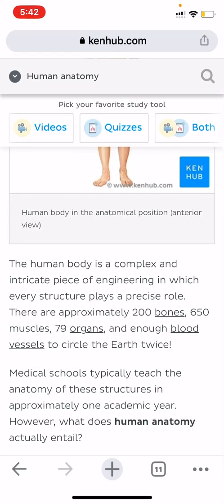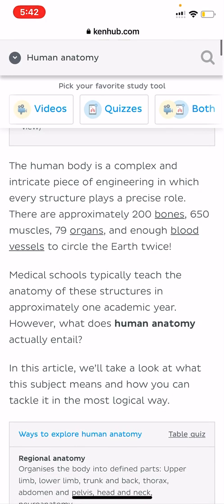The human body is a complex and intricate piece of engineering in which every structure plays a precise role. There are approximately 2,000 bones, 650 muscles, 79 organs, and enough blood vessels to circle the earth twice. Medical schools typically teach anatomy of these structures in approximately one academic year.